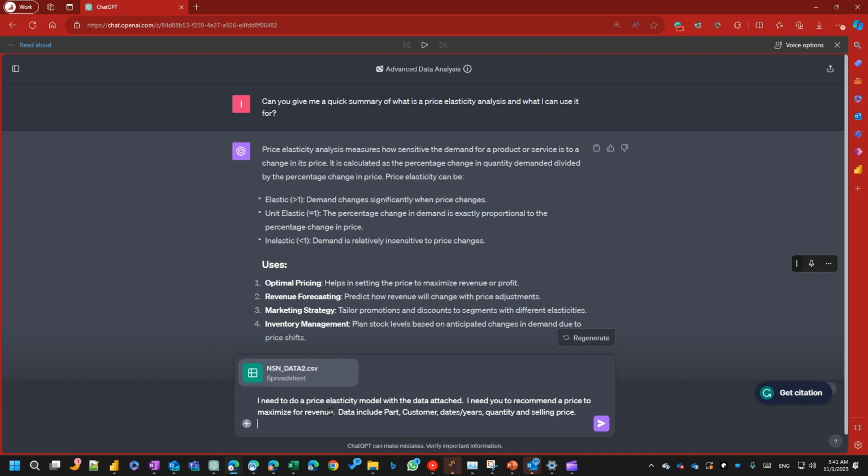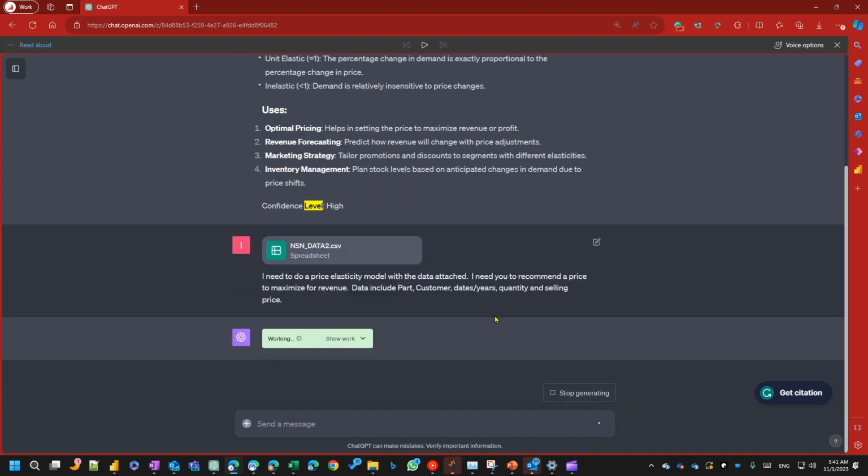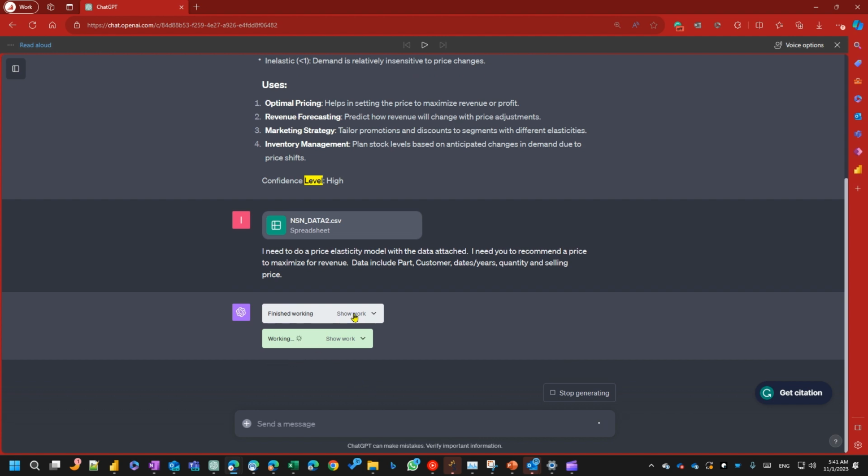So I'm going to say I need to do a price elasticity model with the data attached. I need you to recommend a price to maximize revenue. Data include part, customer, dates and years, quantity, and selling price. So let's see what it comes up with. I just click here and see what exactly it's doing. As you can see, it's analyzing your data, it's working on it, it's probably opening that file, getting that data, and now it's probably analyzing.